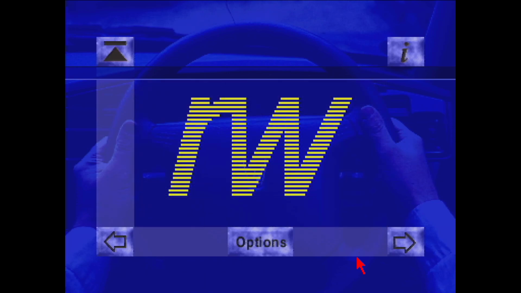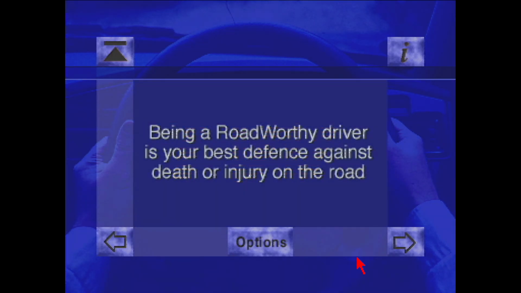The RoadWorthy approach minimizes risk by making dangers more obvious. When this is combined with simple driving techniques that allow greater safety margins, you can avoid most dangerous situations and deal safely with those that do occur. Being a RoadWorthy driver is your best defense against death or injury on the road.